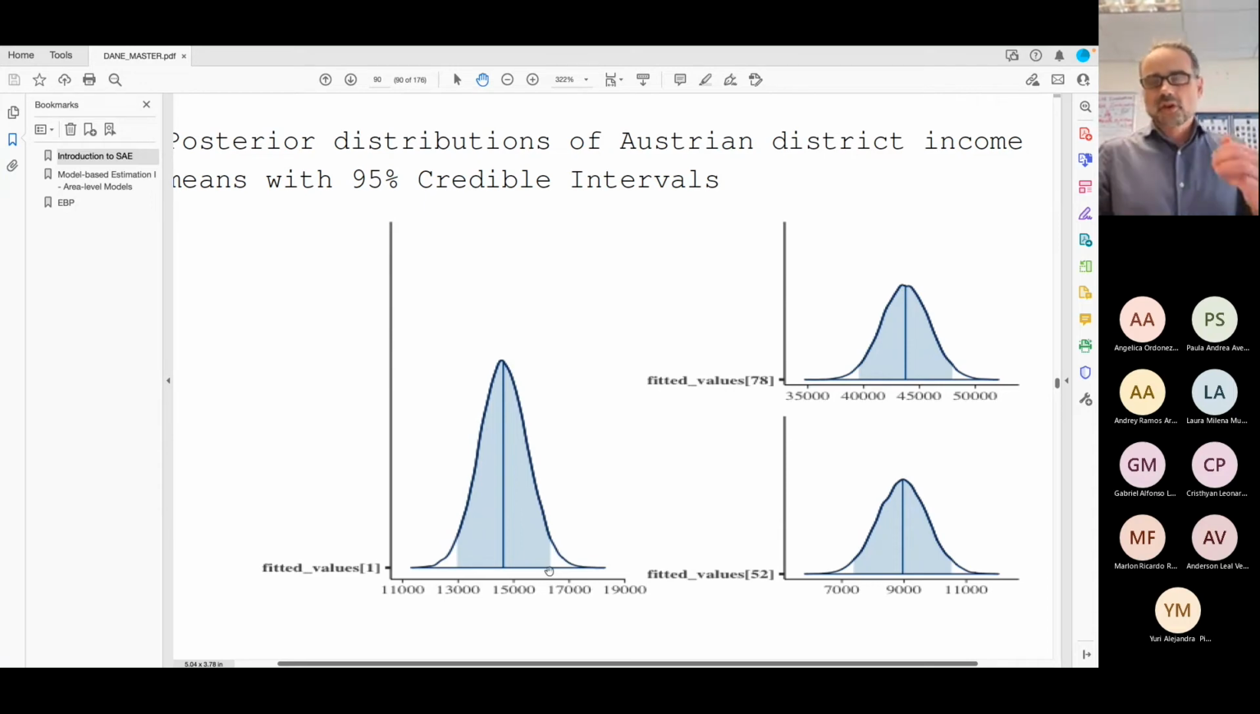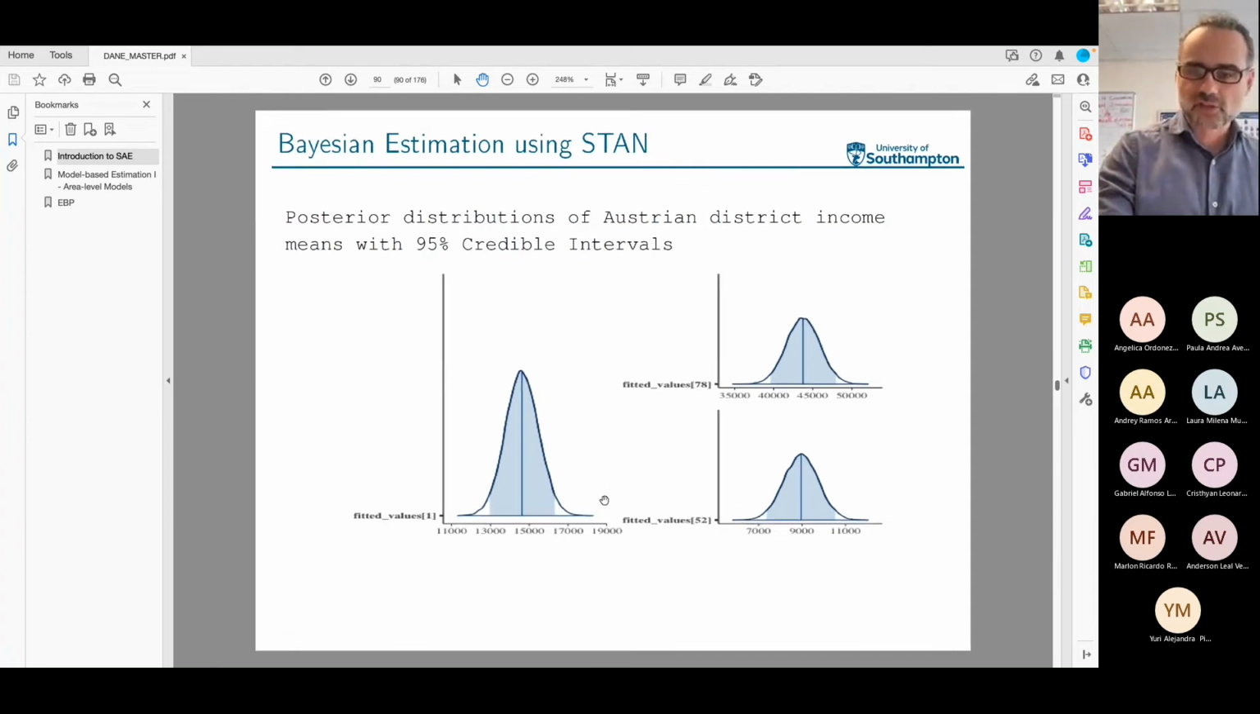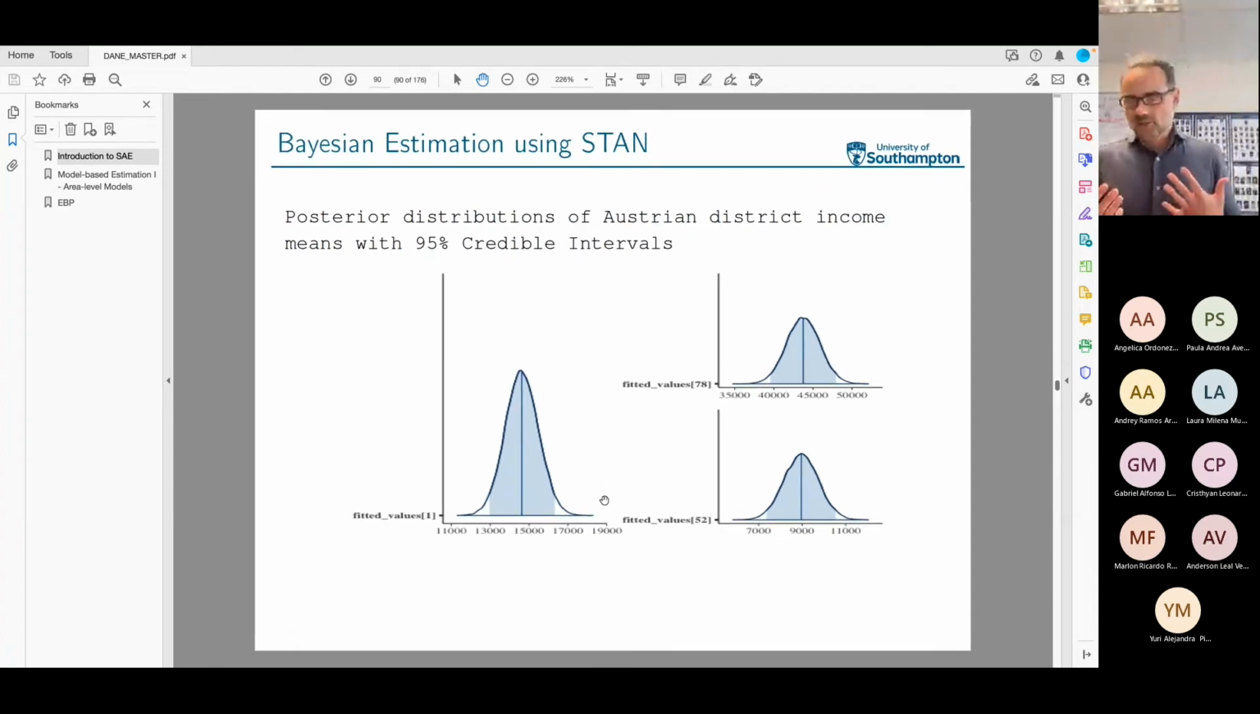Okay, so the nice thing about this framework is that you get automatically, as a result of the estimation process, posterior distributions of the theta i's, the target parameters, the parameters that are of interest for small area estimation. And that's very, very important because that is required in any kind of national statistic. So these are the posterior distributions for the 3 areas.